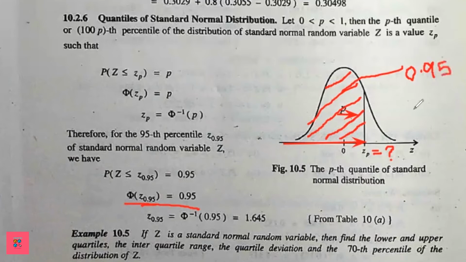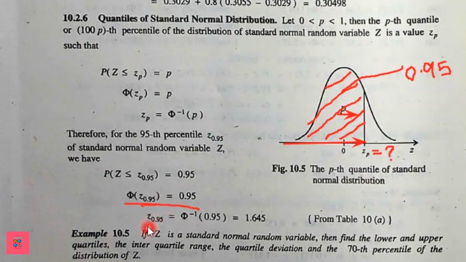Probability is given and Zp is unknown. So Zp, Z 0.95, is retained on the left side and phi comes on the right side. Here it is positive, but it comes on the right side with power minus 1. So it's phi inverse of 0.95, and Z 0.95 is still retained on the left-hand side.